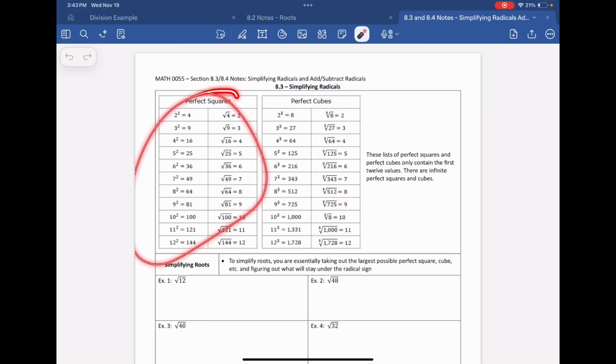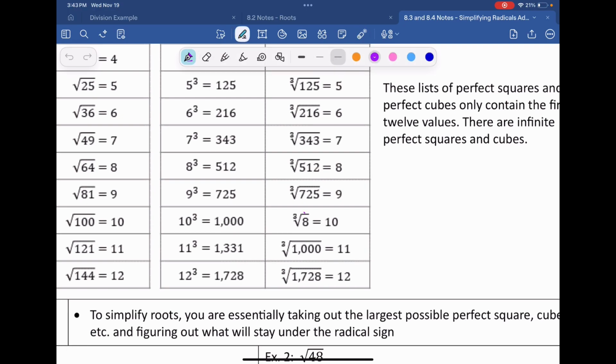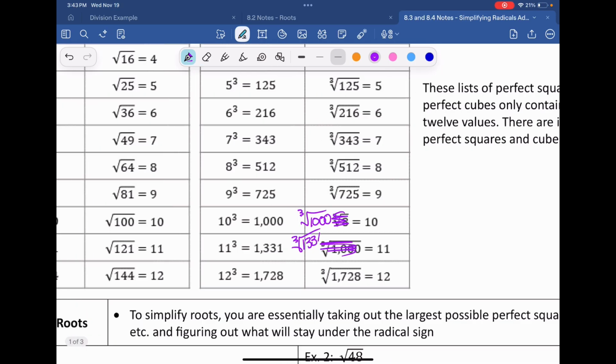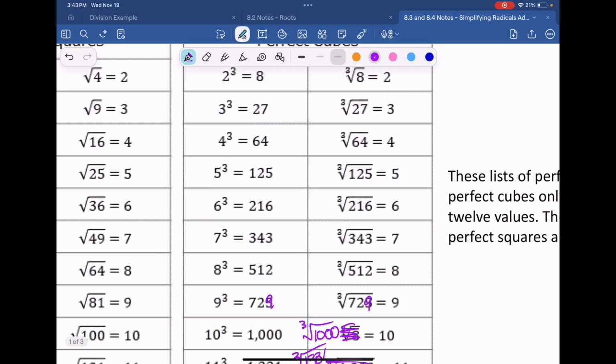So this is a list of perfect squares and perfect cubes. There were a couple of corrections, like this one should be the cube root of 1000 is 10. And this one should be the cube root of 1331. I have no idea why they got switched around like that. And this one should be 729. The rest look like they're okay.